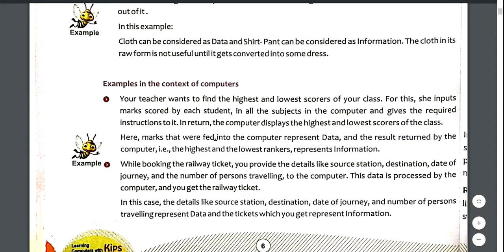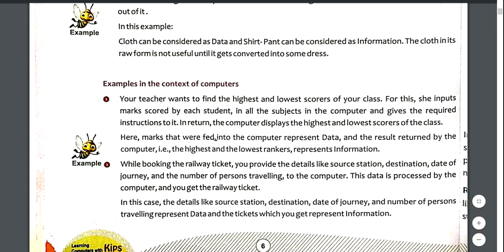Next, while booking a railway ticket, you provide details like the source station, destination, date of journey, and the number of persons traveling to the computer. This data is processed by the computer and you get the railway ticket. In this case, the details like the source station, destination, date of journey, and the number of persons traveling represent the data, and the ticket which you get represents the information.